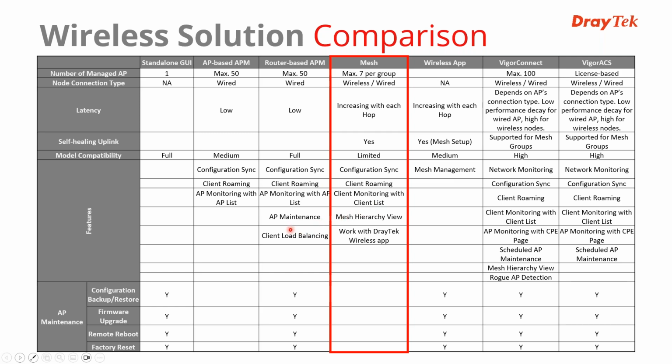There's one last thing I just want to touch on, which is AP maintenance. So from a router, you can send the firmware to all the APs, whereas with the mesh you would have to do it manually. So you have to go into each mesh and upgrade the firmware manually. Okay, just moving on.